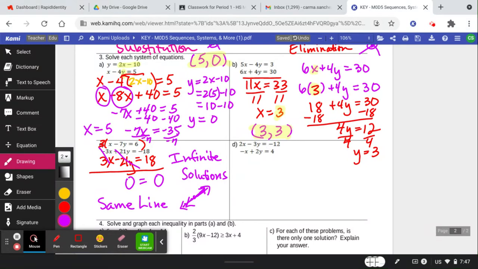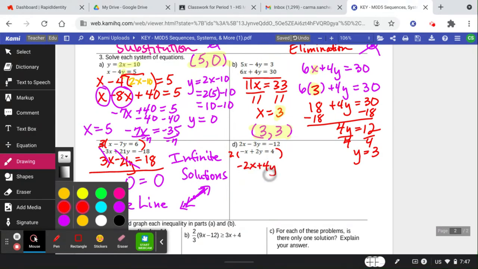Let's go do this next one. Notice up here I've got this 2x, and I wish that down here I had a negative 2x. So that's how we choose that we're going to multiply the bottom row times 2, because 2 times negative x gives me that negative 2x that I want. 2 times 2 is 4. 2 times 4 is 8, sorry. So check that out. How'd you do?